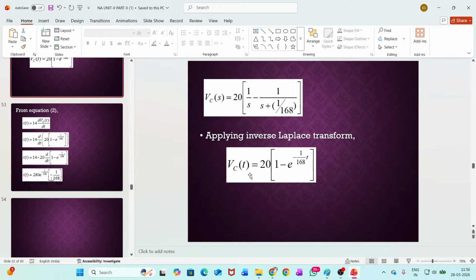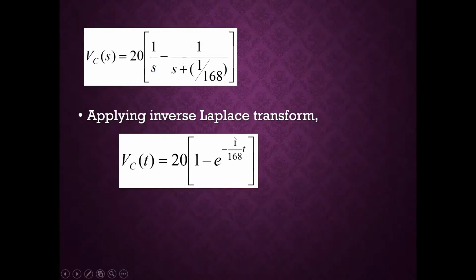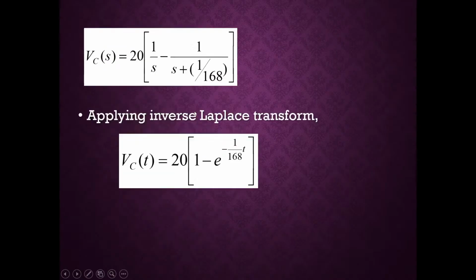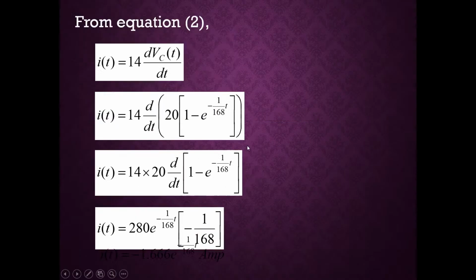So we have determined VC of t. Now let us determine the response. We didn't determine the response, isn't it? Let us determine the response from equation 2. What is I of t? I of t is equal to c into d by dt of Vc of t. C is 14, so 14 into d by dt of Vc of t. So what is Vc of t? Just now we have calculated 20 into 1 minus e power minus 1 by 168t.